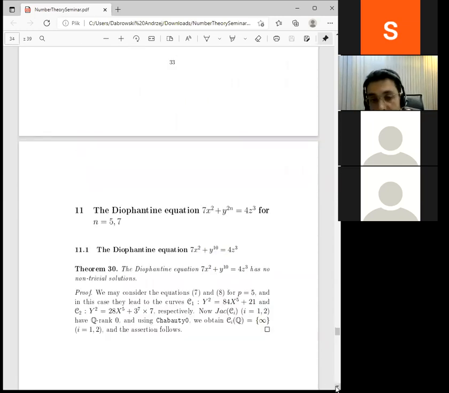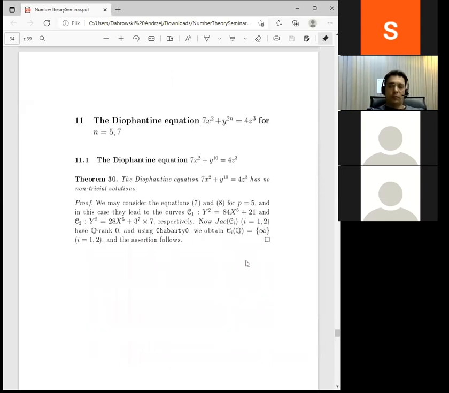Now let us consider the exponents 5 and 7 for the first different equation. Exponent 5 is easy because here we are led to consider 2 genus 2 curves, and in each case the Jacobian has rank 0, and we can use Chabauty to obtain no affine rational points. So there are no non-trivial solutions to the original different equations.